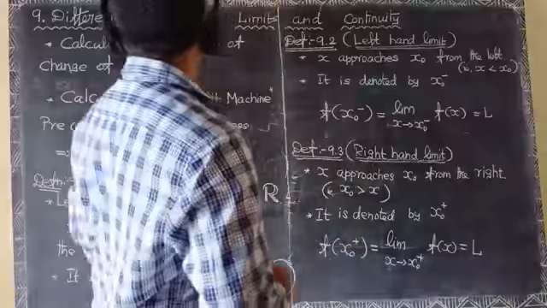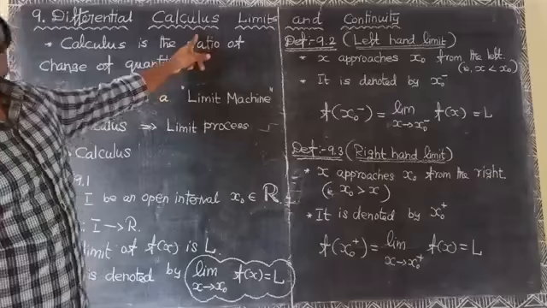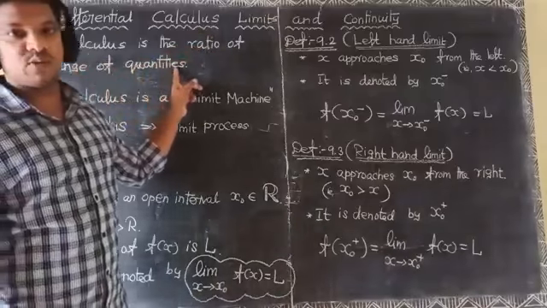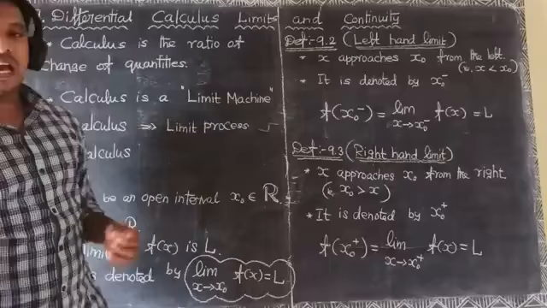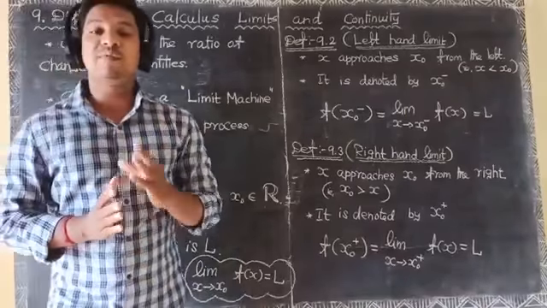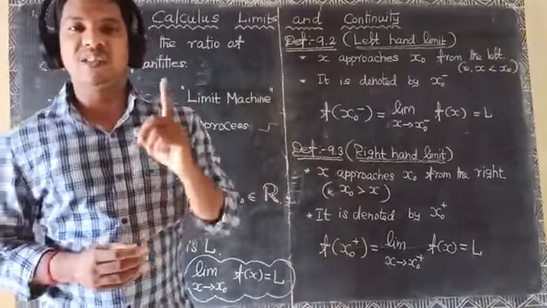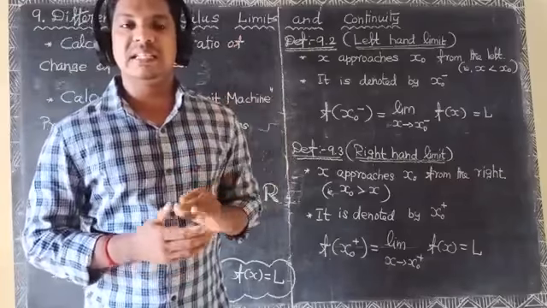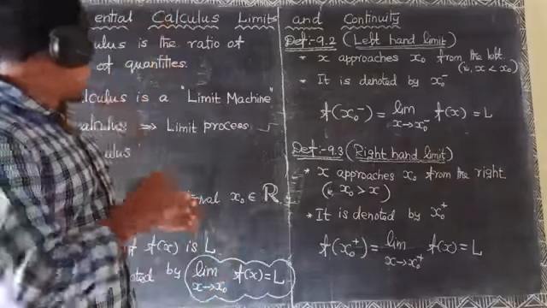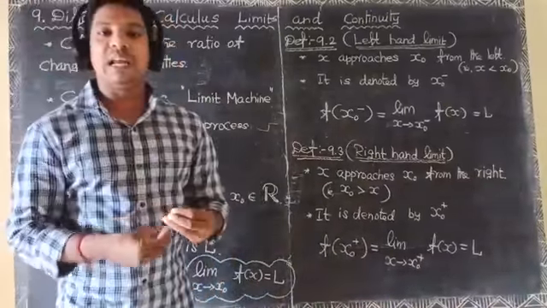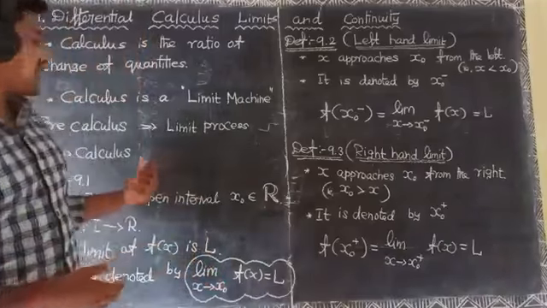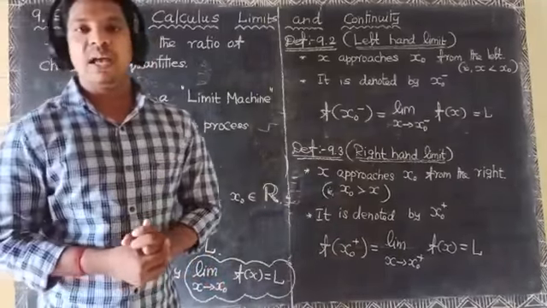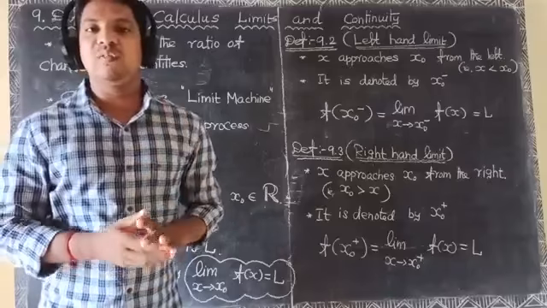Here calculus is the ratio of change of quantities. Calculus is a limit machine. It involves 3 stages. In the first stage, pre-calculus. In the second stage, the limit process. And the third stage, calculus. Now the first definition, definition 9.1.